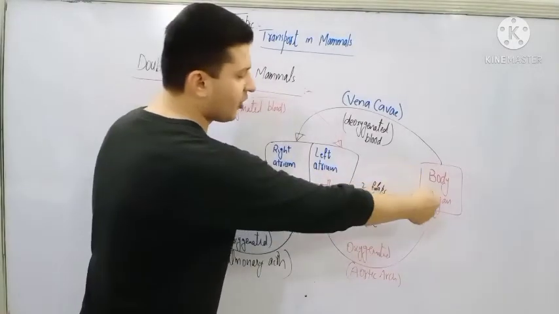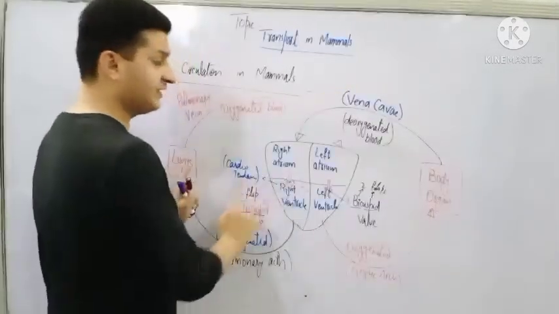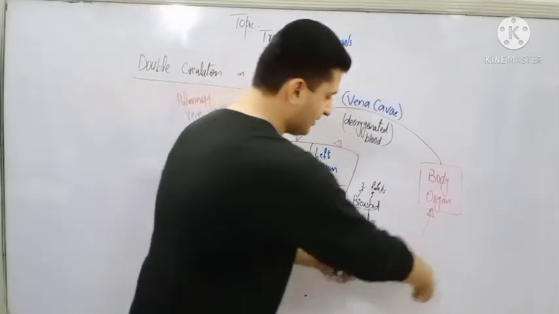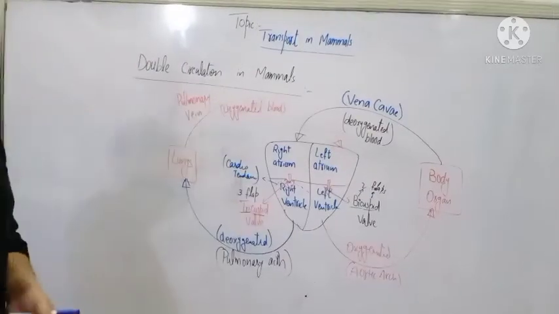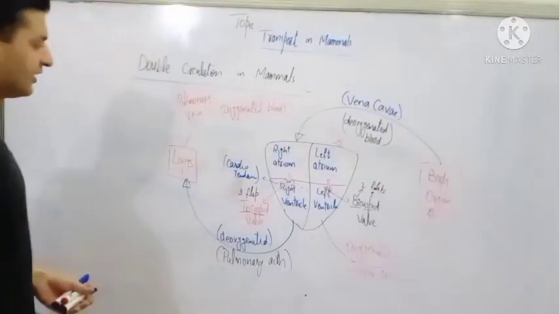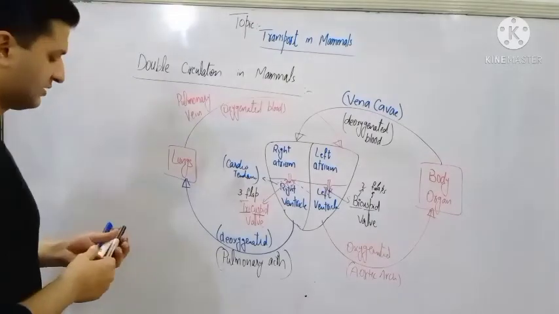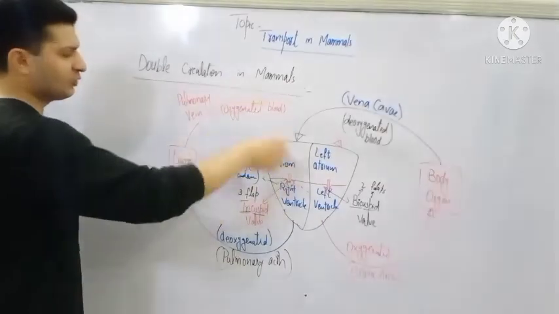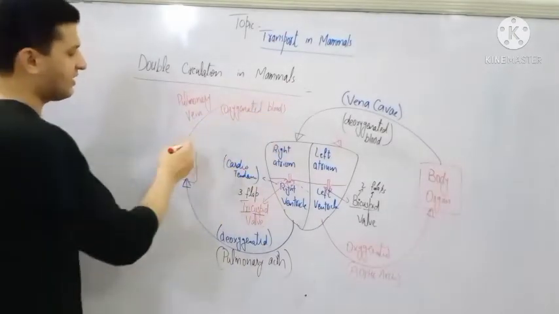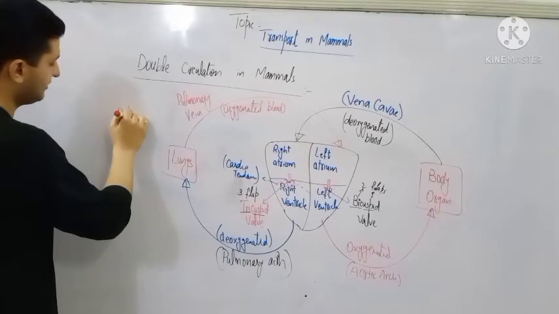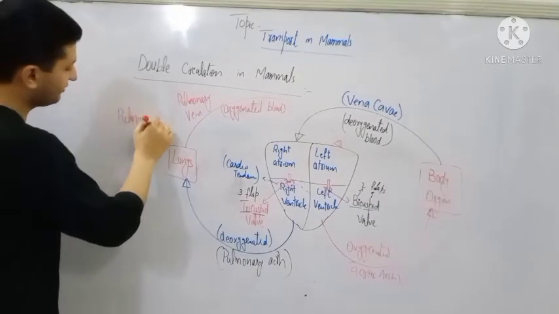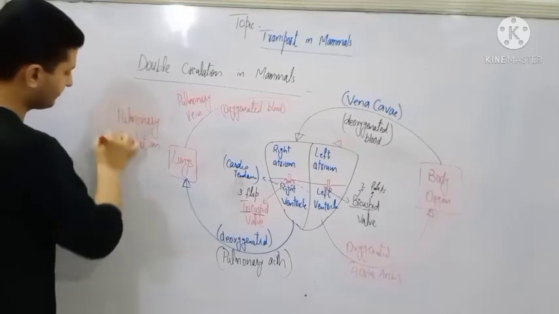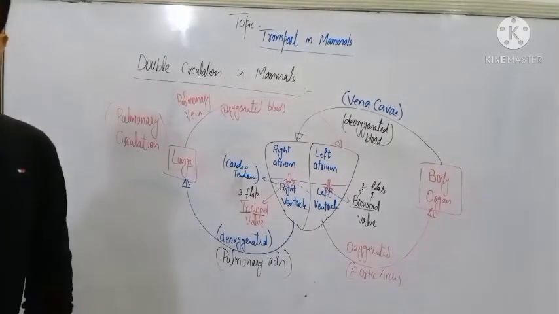Once from the whole body, from the organs other than the lungs, blood comes to the heart, and then again from the heart, blood moves to the other body organs. This circulation, in which the blood circulates between the lungs and the heart, is known as pulmonary circulation.